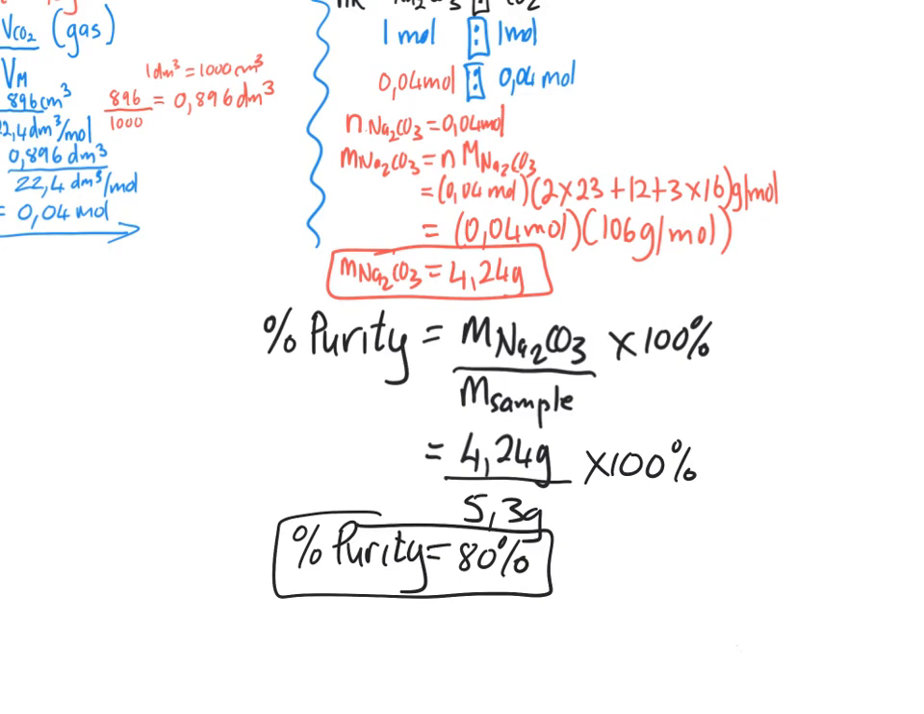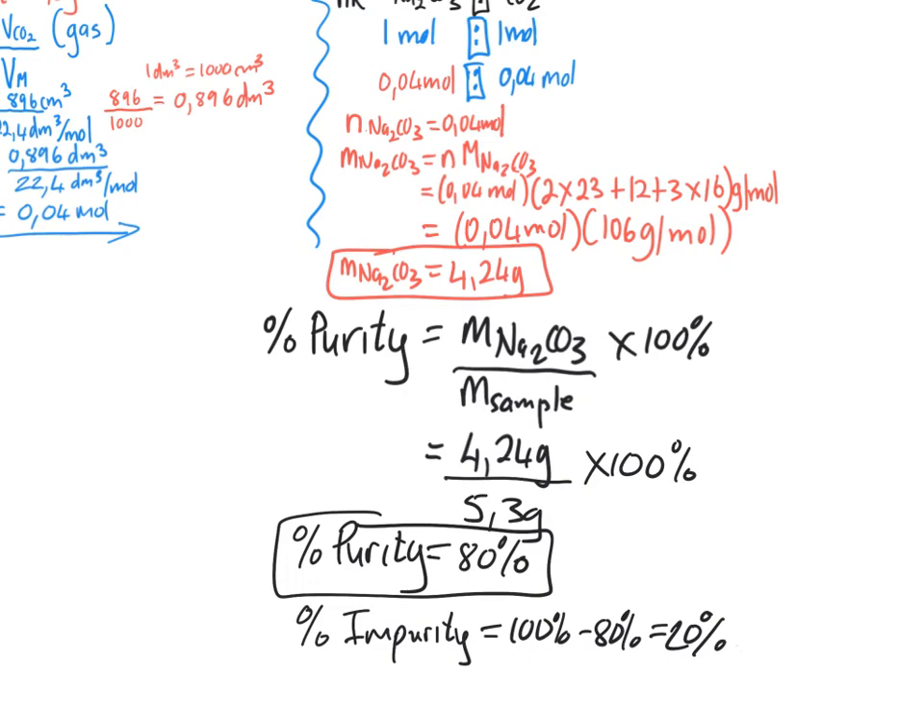So the percentage impurity would just be 100% minus the percentage purity. So 100% minus 80% would give us 20%. So in that sample, 20% by mass of that sample is not sodium carbonate.